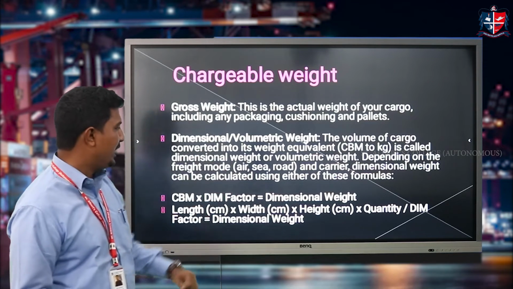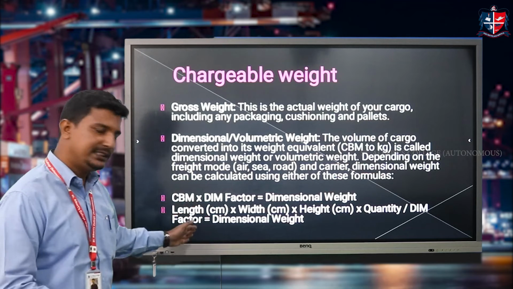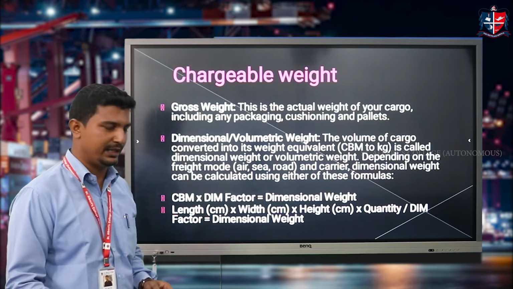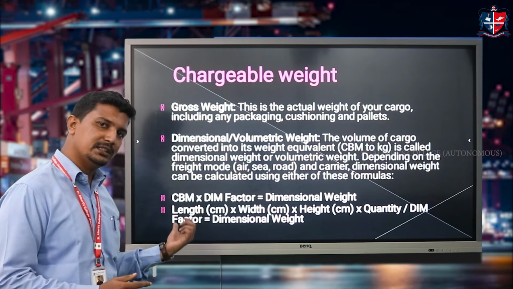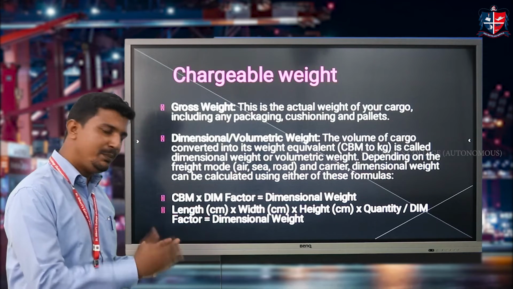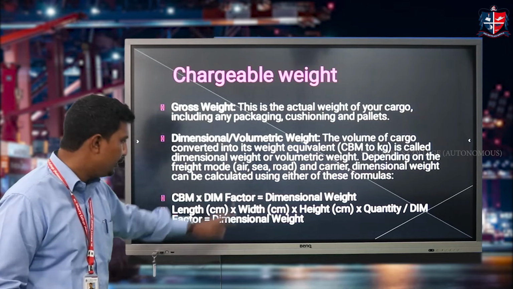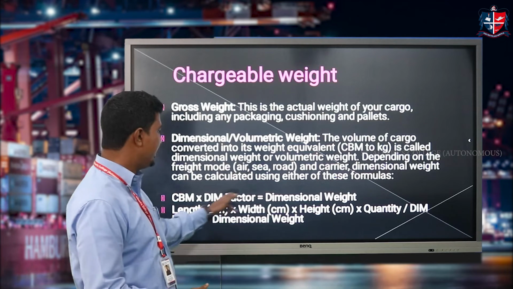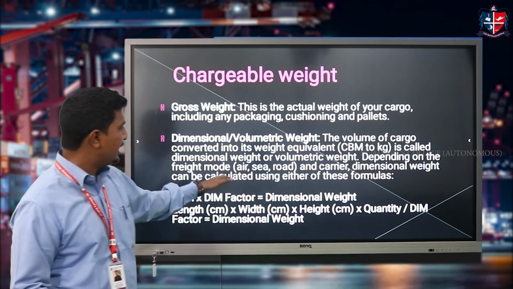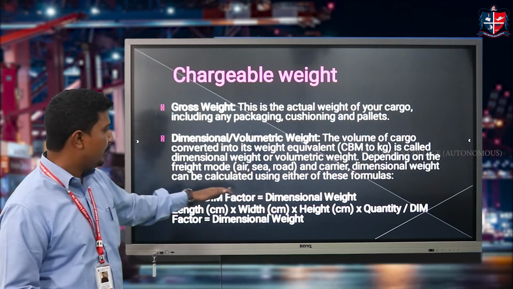For attaining this volumetric weight, we first have to find the CBM. CBM means LBH, length into breadth into height, as we determined earlier. So once we find the LBH, that is the CBM, we multiply it by the dimensional factor. The dimensional factor differs as per the mode of transportation.